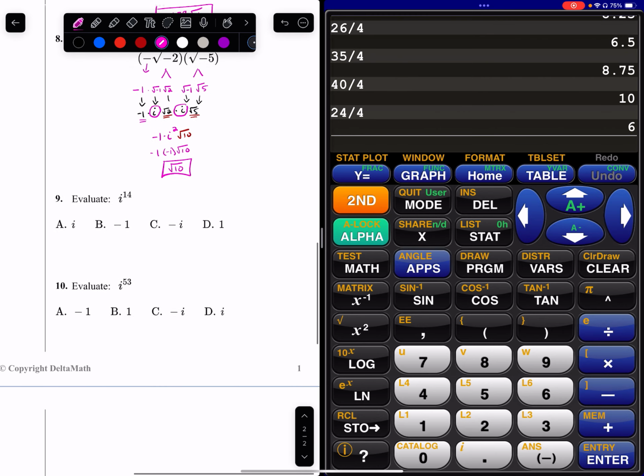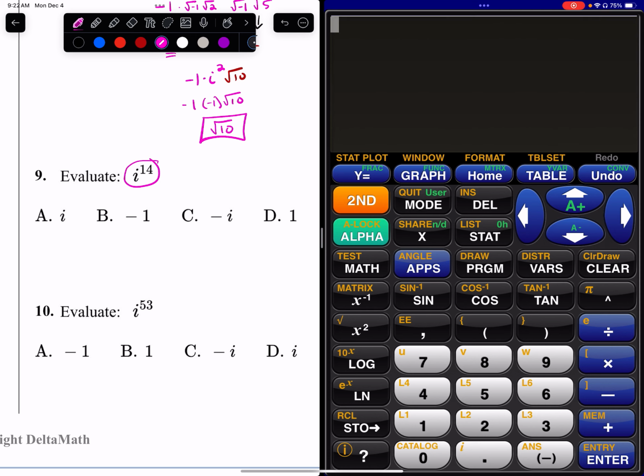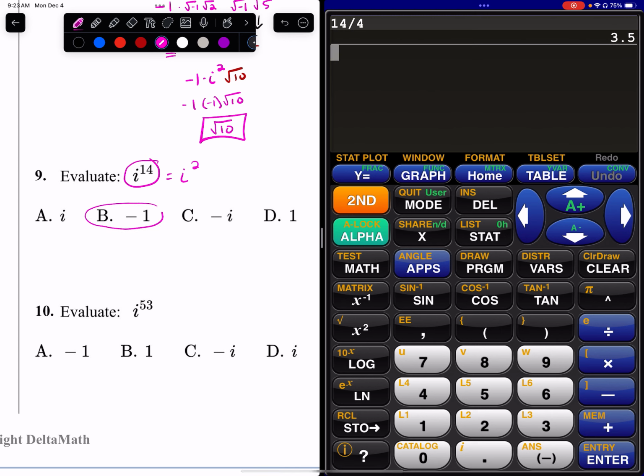Let's take a look at a couple of these examples right here. I'm looking at i to the 14th power. If I do 14 and I divide by 4, I'm going to get 3.5. That means this is the same as i squared, which is just -1. So you can use your chart for that if you need to.